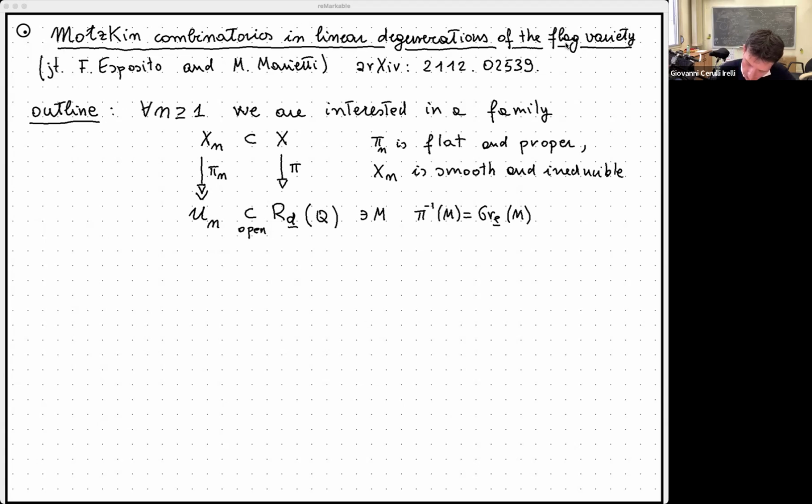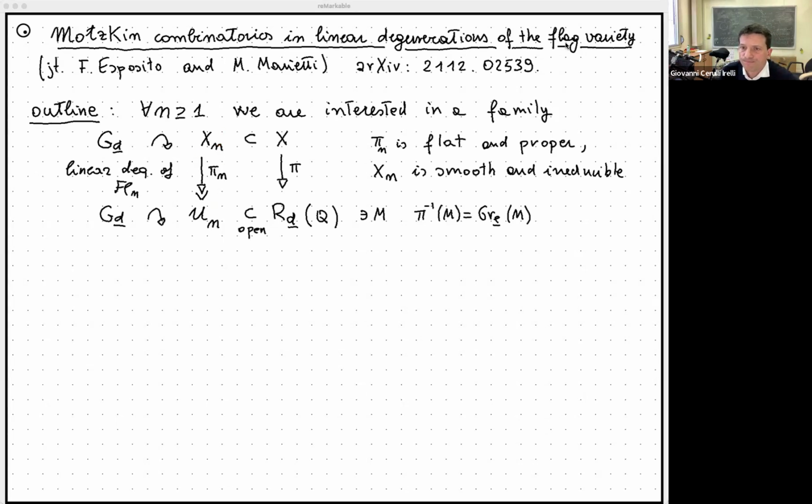And moreover, there is the action of the structure group that we call G_d, and the map is equivariant. And there are finitely many orbits. And this map here is called the linear degeneration of the flag variety, of the complete flag variety. Let's call it just FL_n.